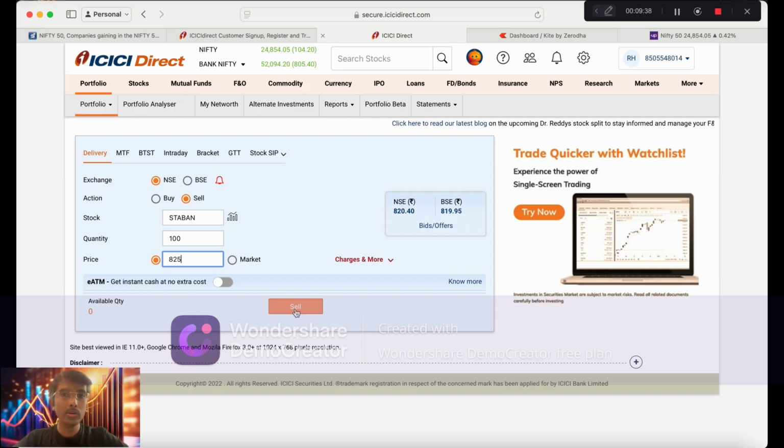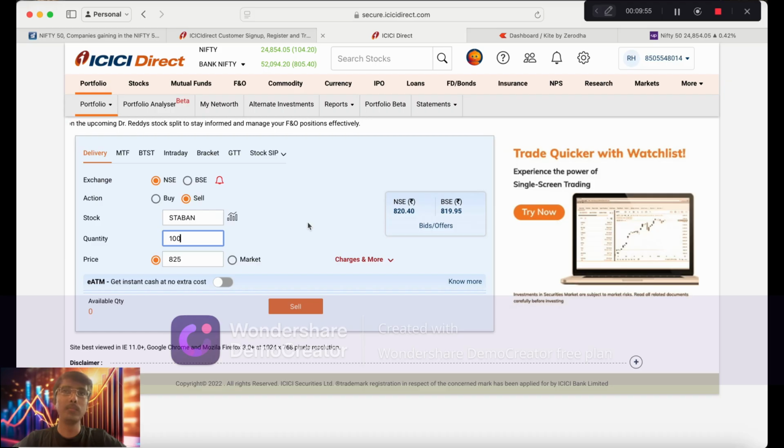So here, 825 minus 820.40, your net profit is 4.60. That means on one share you are earning 4.60. That means on your 100 shares you are earning 4.60 paise into 100 rupees. Okay, this is your profit.